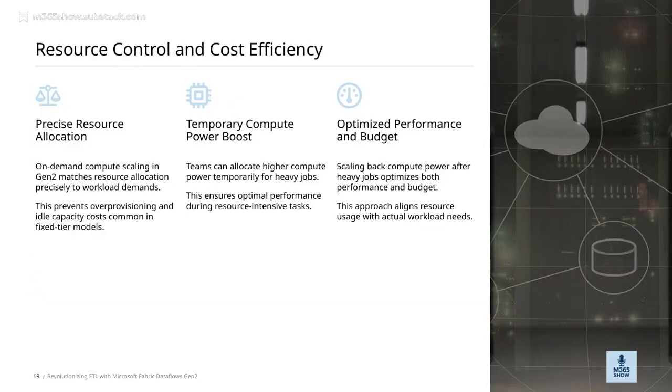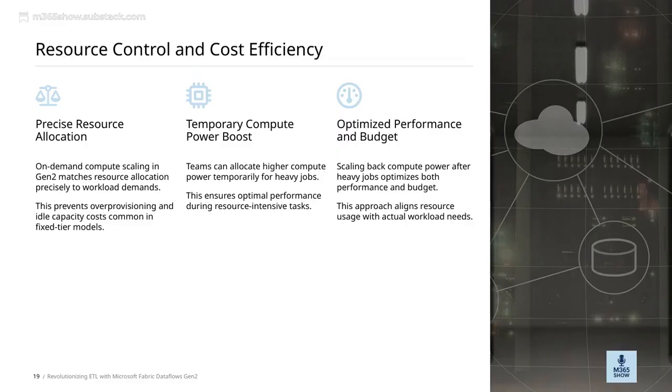Now, let's talk about resource control and cost efficiency. When working with Microsoft Fabric Dataflows Gen 2, it's important to remember that you can scale back compute power after completing heavy jobs. This helps optimize both performance and your budget. By adjusting resources based on actual workload needs, you avoid wasting capacity and reduce costs.